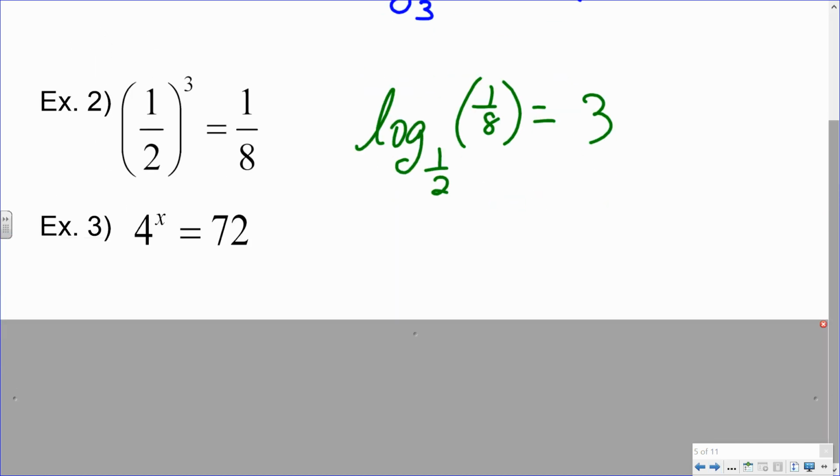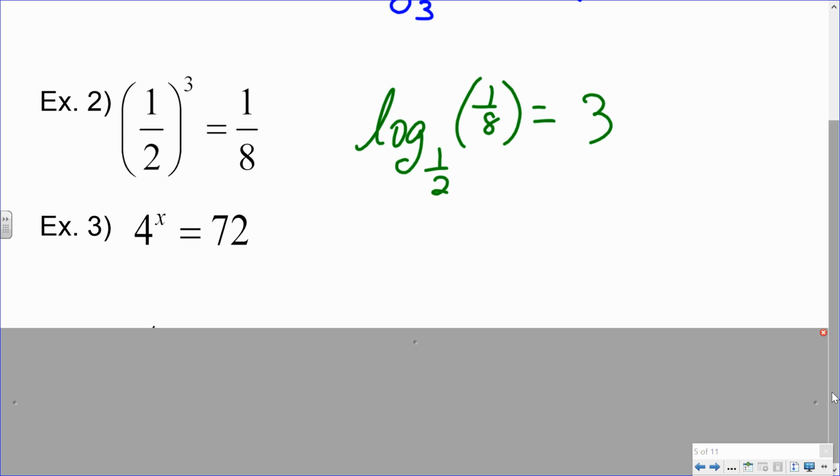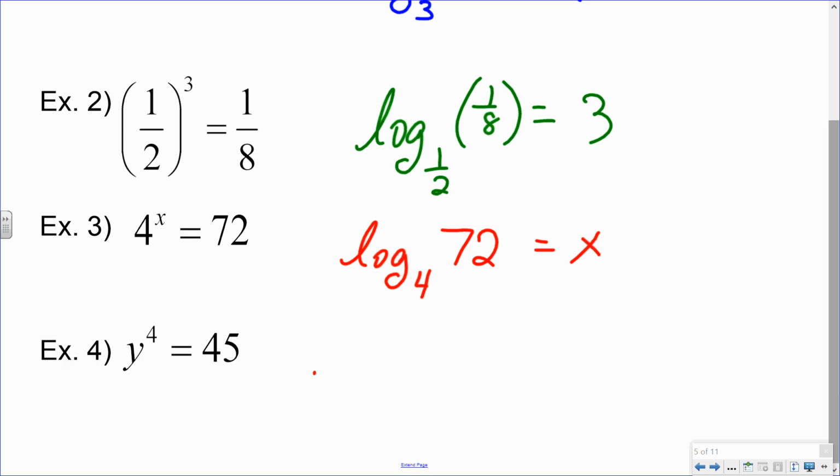Okay, Avery, how about the next one for me? Log base 4 of 72 is, so the log is x. x is the exponent in the original question. Jack, do the next one. Log base xy of 35 is. Is that much making sense to everybody?